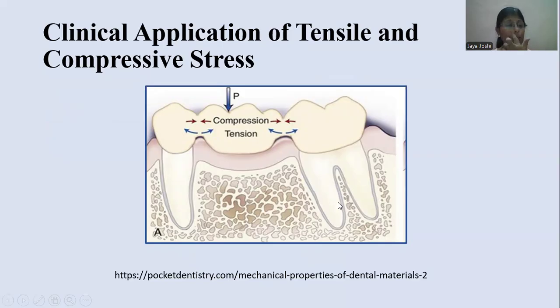Now, here you can see a picture of a fixed partial denture. If this tooth is exposed to the masticatory forces, then in the upper area you will find compression, and in the lower area you will find tension. Why is this important? If the material has good compressive and good tensile strength, then this fixed partial denture will stay for a longer period of time.